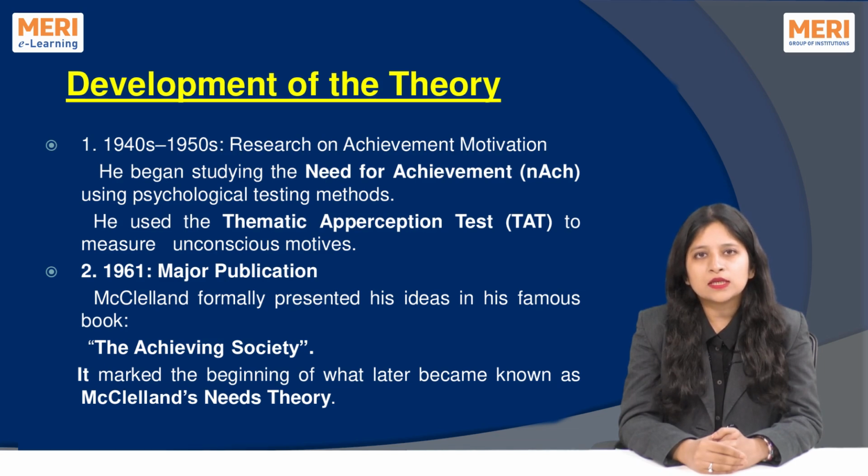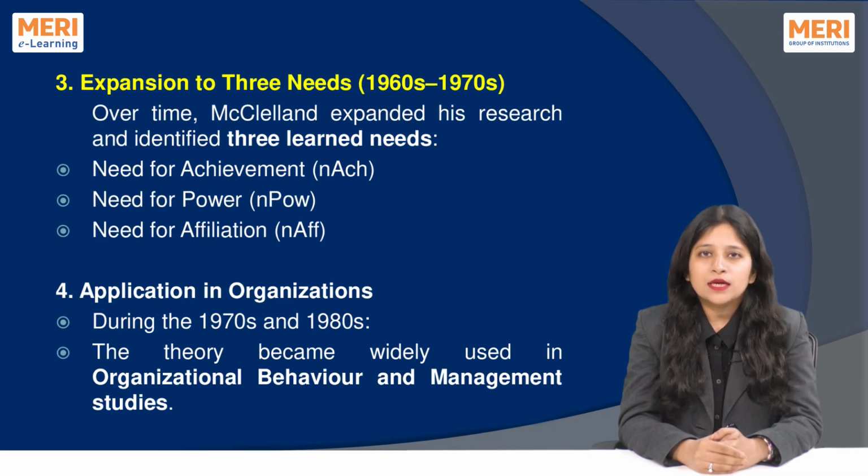Later, in 1961, McClelland formally presented his ideas in his famous book, The Achieving Society. This publication marked the beginning of what later became known as McClelland's needs theory. Through this work, his theory gained recognition in the field of motivation and management. Now, let us look at the expansion of the theory.